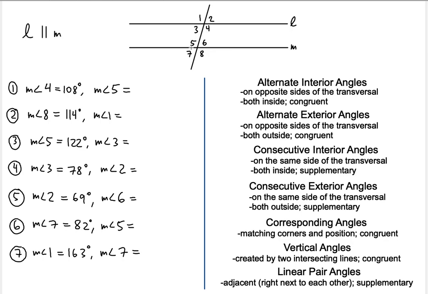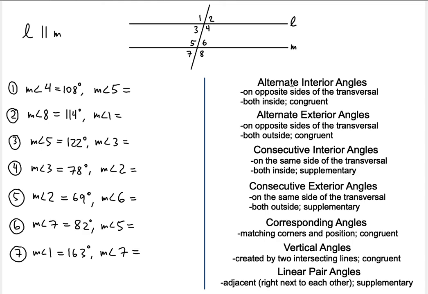So 4 and 5. Notice right away that 4 and 5 are on different sides of the transversal. They're not adjacent. So what can you think of? Which angle theorem makes sense here? Notice that being on different sides already makes you think of what? It makes you think of alternate, right?